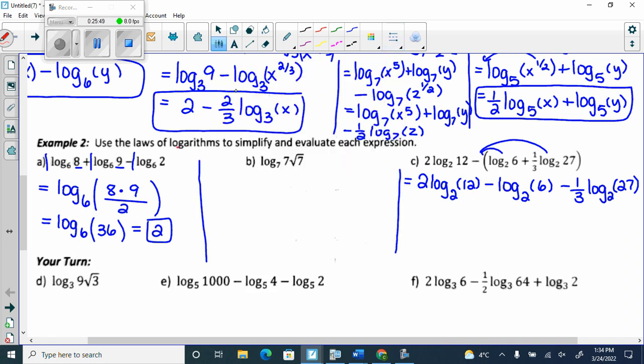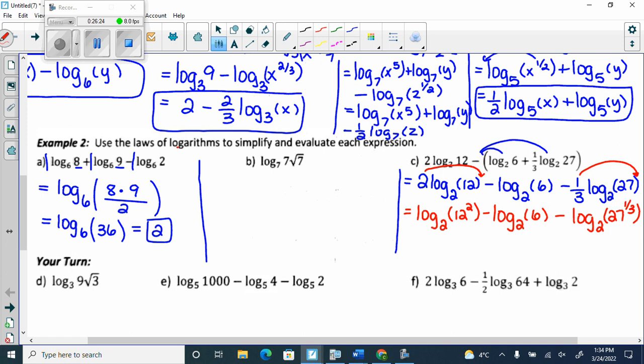I'm going to take this 2 and I'm going to bring it up as the exponent. I'm going to take the 3rd and bring it up. I'm not going to take this negative sign with me. So I'm going to get log base 2 of 12 squared minus log base 2 of 6 minus log base 2 of 27 to the 3rd. Do you see how I did not take the sign? I just took the coefficient without the sign.